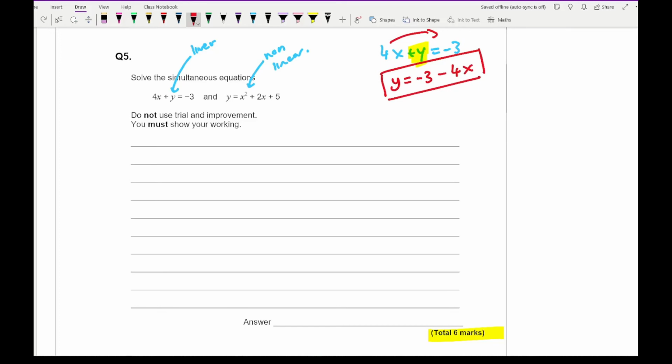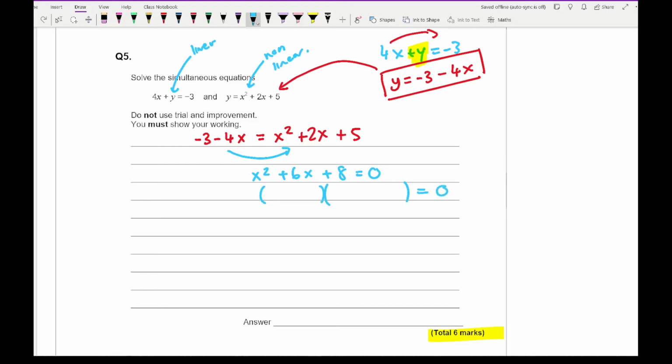So what I'm going to do is substitute this into my quadratic equation, or the other non-linear equation. So I end up with minus 3 minus 4x equals x squared plus 2x plus 5. And then I'm going to take this over to the other side to try and keep the x squared positive. So I end up with x squared, and then I've got 2x plus 4x, which is 6x, and 5 plus 3, which is 8. And then from this, I want to factorize because there's no mention of rounding, so it should factorize. So here I've got x and x, and I'm going to be using 4 and 2, and both of them are plus.